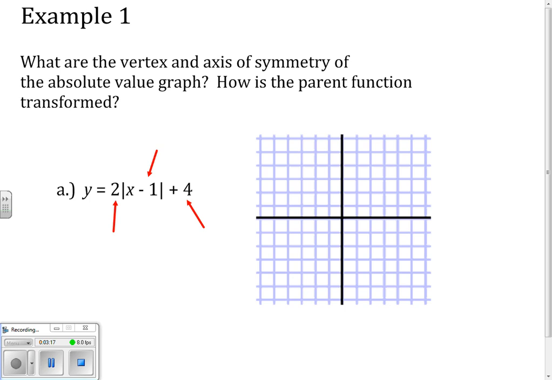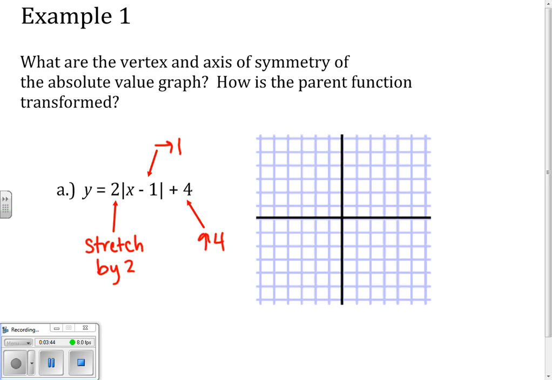So take a look at example 1. They want the vertex and axis of symmetry of the absolute value graph, and they want to know how the parent function is transformed. So you can kind of take care of both of those at the same time. So the first thing I'm going to look at are transformations. The 2 out front stretches by 2, which ends up being my slope. The minus 1 inside moves me right 1, and the plus 4 outside moves me up 4.